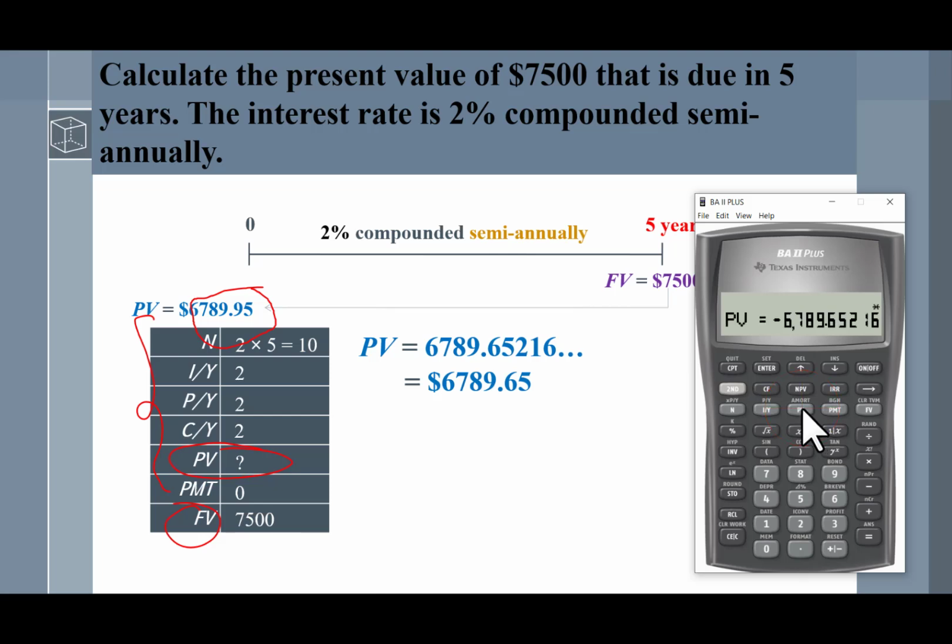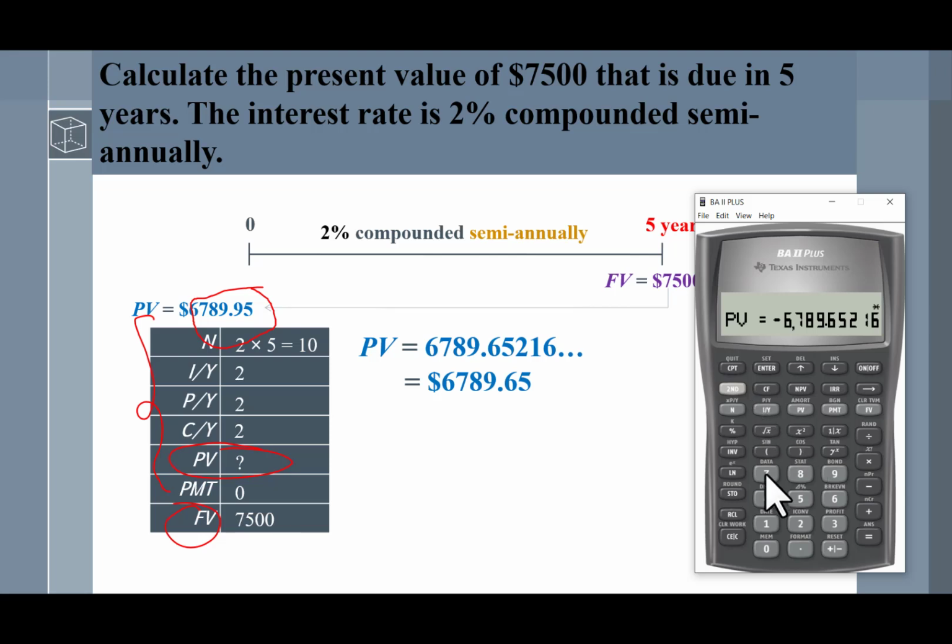And you will see that the answer is minus 6,789.65. One more time, why negative? We explained this in the future value video. Depending on if it's inflow or outflow, if this is an investment, you're paying from your pocket, so it's going to be negative. If it's a loan, then the future value should be entered negative, and this answer will be positive.